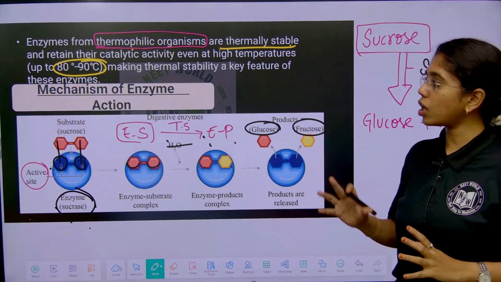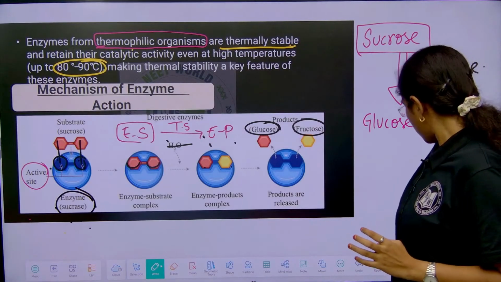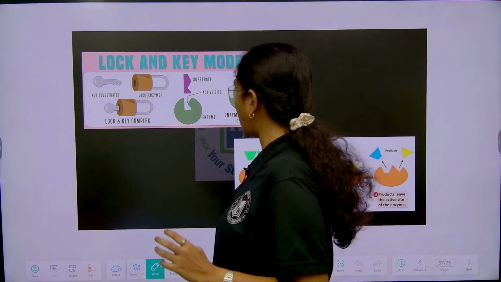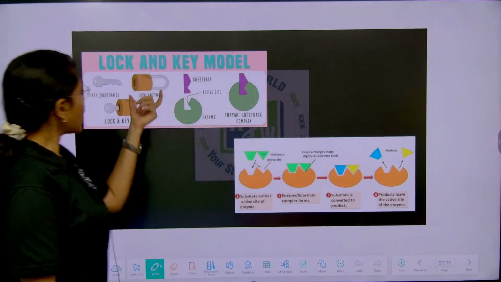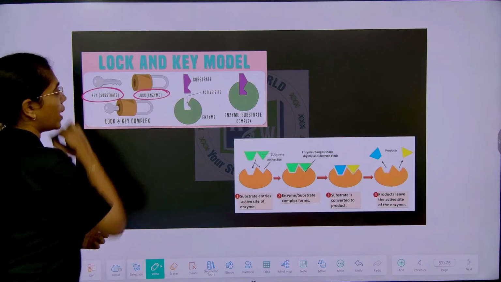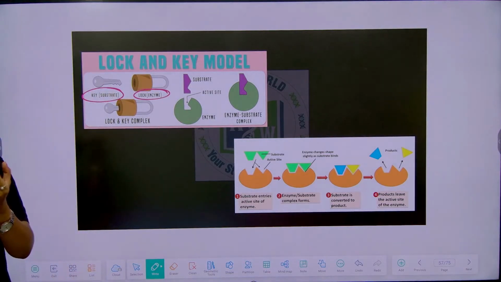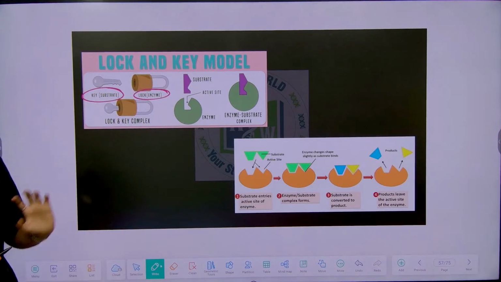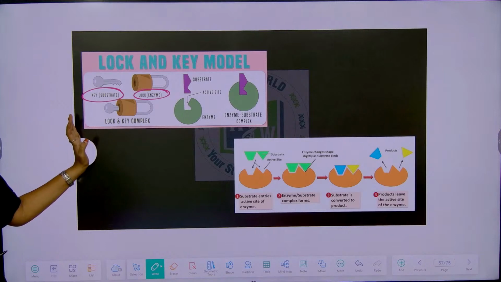Now we will discuss the lock and key hypothesis. It is one mechanism, proposed by Emil Fischer, wherein the lock is assumed to be the enzyme and the key is assumed to be the substrate. The key fits into the lock. That is what this model, the lock and key hypothesis, is about.